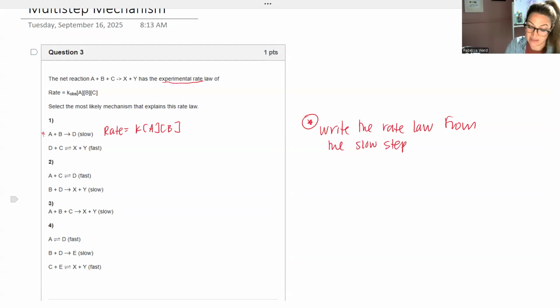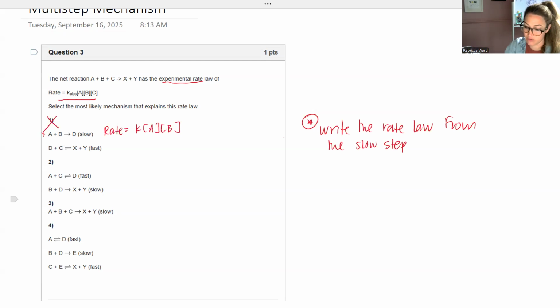And that's not the observed rate law, right? It doesn't depend on C. So this can't be right. All right, let's consider this next one. We've got A plus C in equilibrium with D. That's a fast step. Then once D is created, D reacts with B to make X and Y, and that's a slow step.